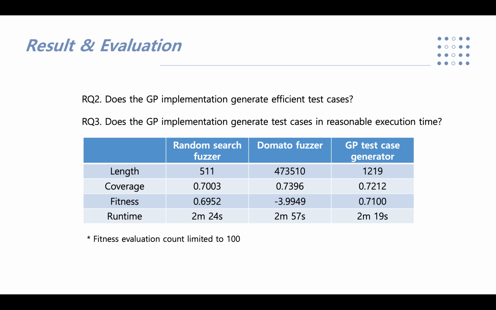Also, the test case generation takes least time for our GP test case generator due to the structured nature of generated test cases requiring less random sampling than random search fuzzers, as well as less evaluation time compared to Tomato, benefiting from drastically shorter length. Thus, our GP generator generates test cases in reasonable execution time.